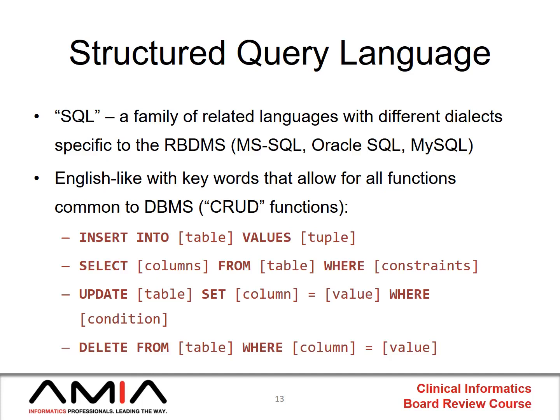Update is one of your CRUD functions. So you want to update, followed by the name of the table, set the name of the column equal to some value, where, and then there's a condition. So that one's probably the most complicated of these syntaxes. And then delete from has this syntax: delete from, specify the name of the table, where some column value equals some value.